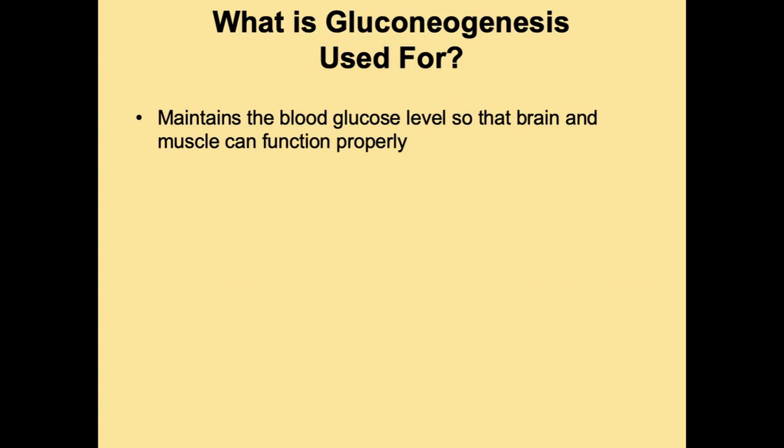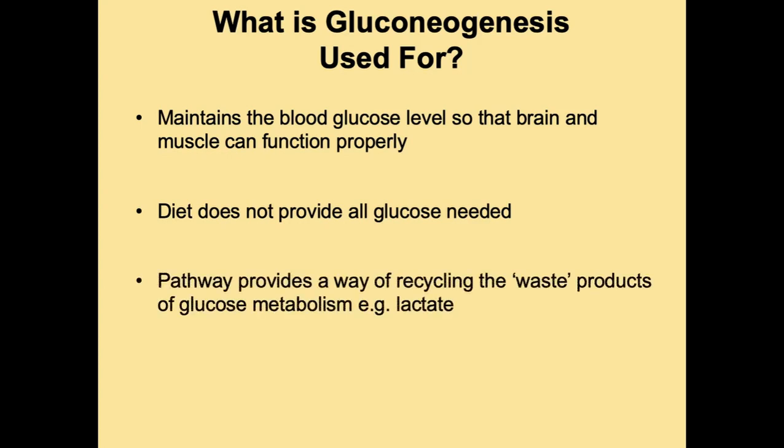So why do we need to generate new glucose? Well, as we've just mentioned previously, it's important for maintaining your blood glucose levels so that both your brain and your muscles can function properly. It's also important to note that the glucose your body requires is not all provided by your diet, so we use other ways of getting energy from non-carbohydrate precursors. But to do this, we need to convert it to glucose. It also provides a way for the body of recycling so-called waste products of glucose metabolism, such as lactate.